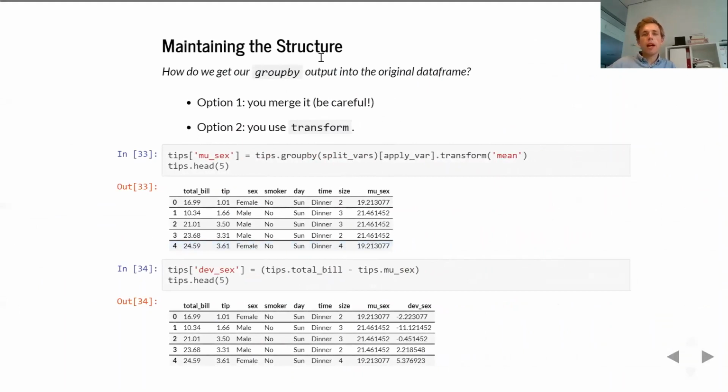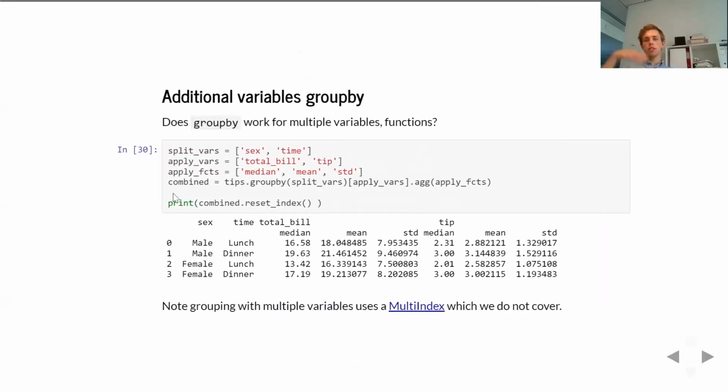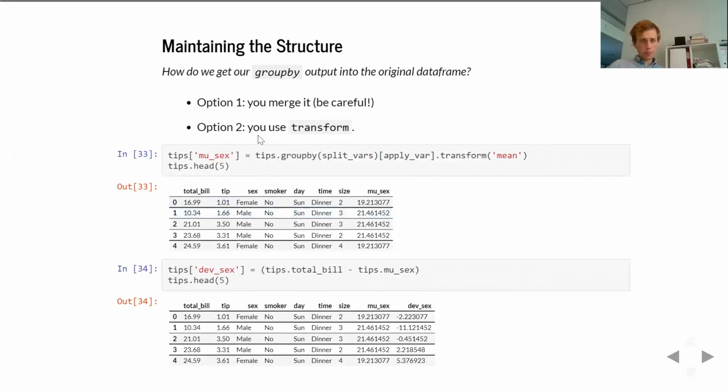So finally, we may ask, how do we get our group by output into the original data frame? As you can see here, we started out with a potentially long and large data frame, and then we ended up with only 4 rows here. So can we get these computations back onto our original data frame? Fortunately, we can, and you can do it in 2 different ways. So you can merge them back onto our original data frame.